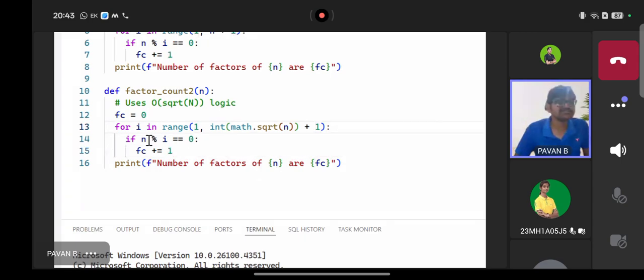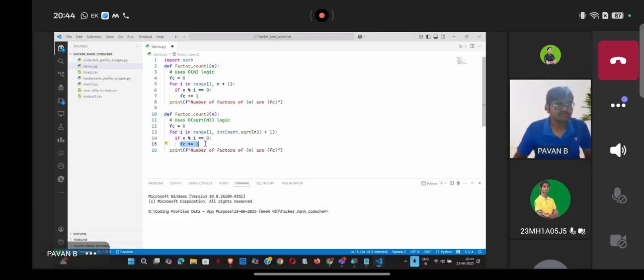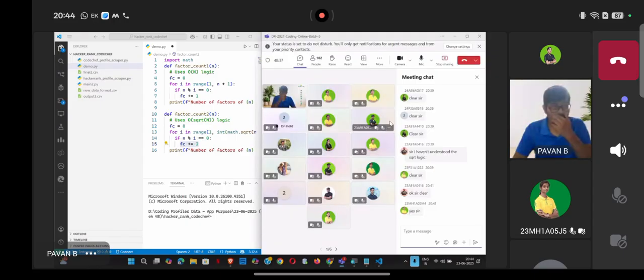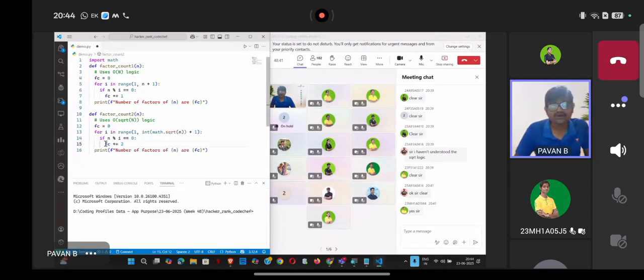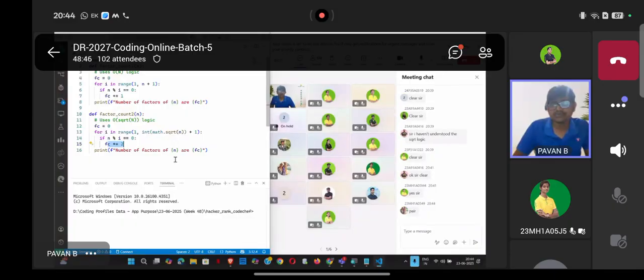Now what I'm checking is, if n mod i is 0, this is the pointer. If n mod i is 0, I'm not writing fc plus equal to 1. I'm writing fc plus equal to 2. Now I need you to tell me in the chat box, why am I writing factor count plus equal to 2? You got the point? I am not incrementing the factor count by 1. I'm incrementing by 2. Why?